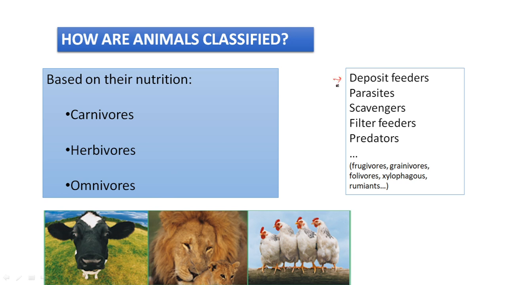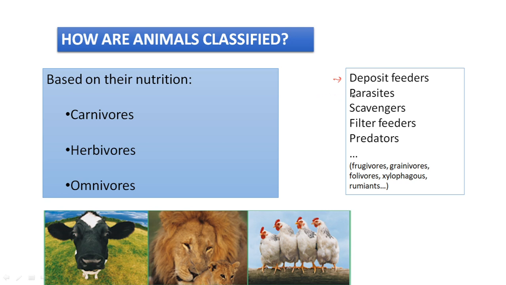So you can find deposit feeders. These are animals that eat organic matter that is inside the sand and sediments deposits, for example, at the bottom of the sea, or the seafloor.